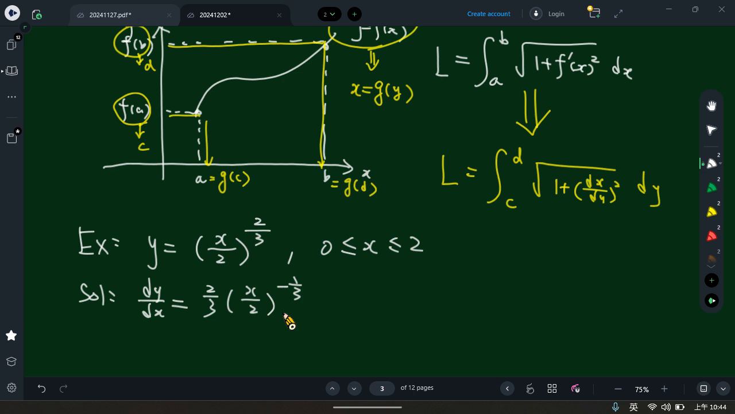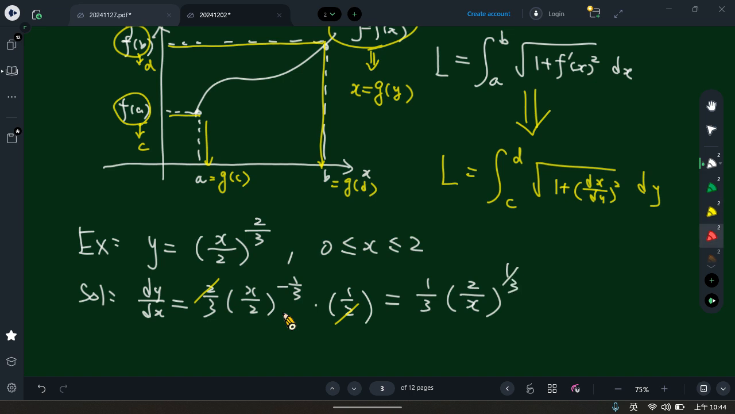Then times 1/2. Then you can see here we can cancel it. Then finally we can get 1/3 x to the power 1/3.